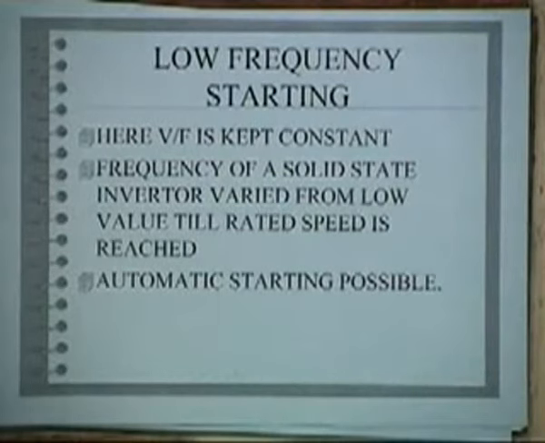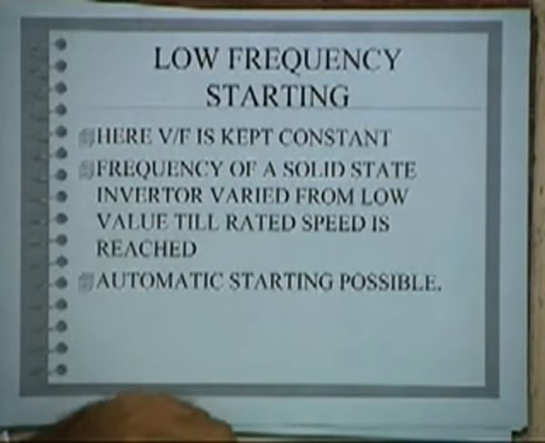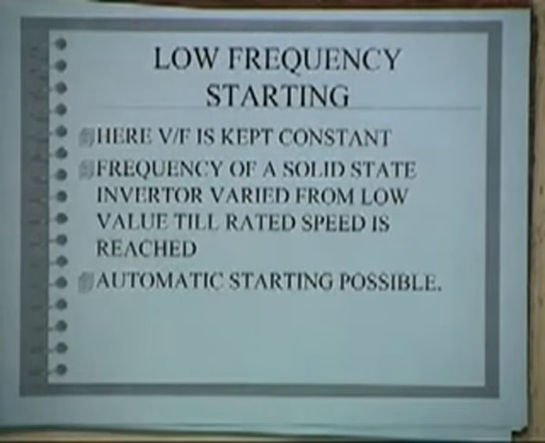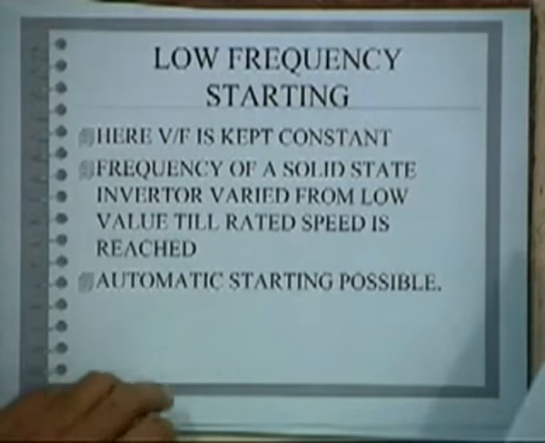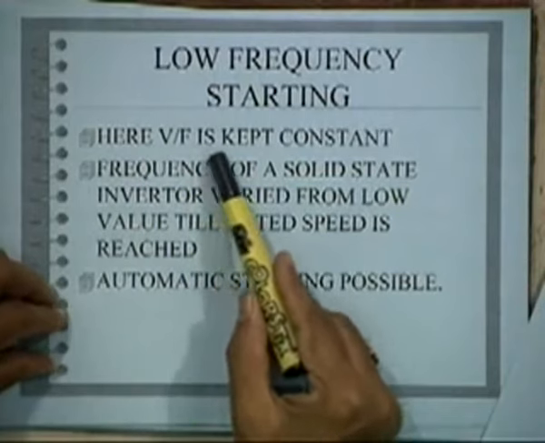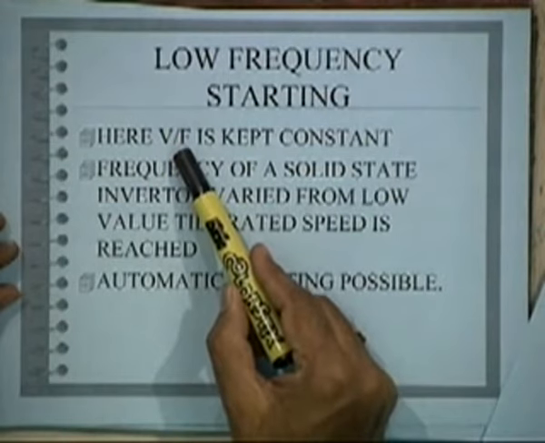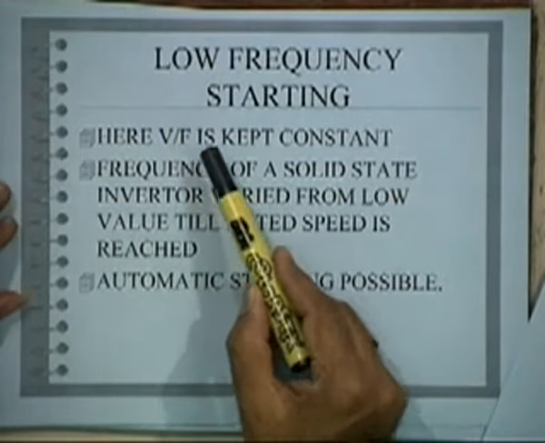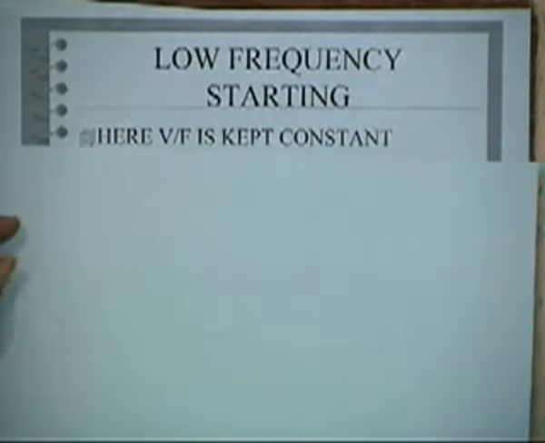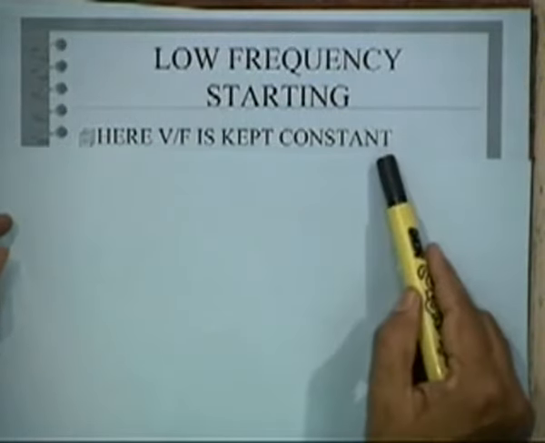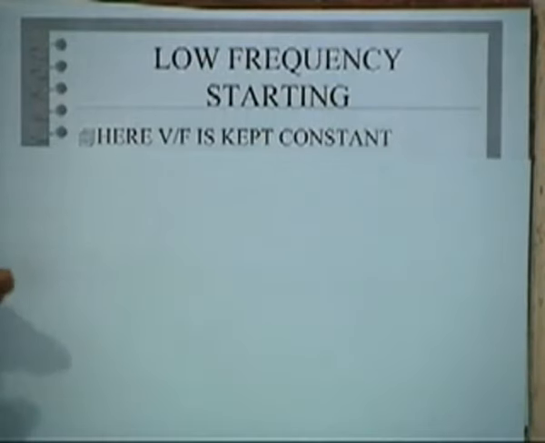Then there is one more method, which has become more predominant in recent years: low frequency starting. All the methods so far have been normal frequency starting, where you are not changing the frequency of the supply. Here you are reducing the frequency, and V by F is kept constant. Why? Because if you keep V by F constant, then the flux is constant. You would like to maintain the nominal flux. This is one thing that you will do.